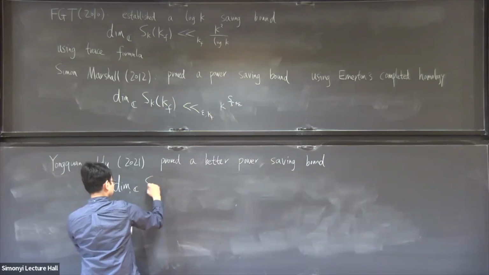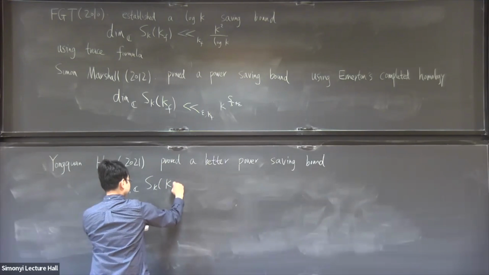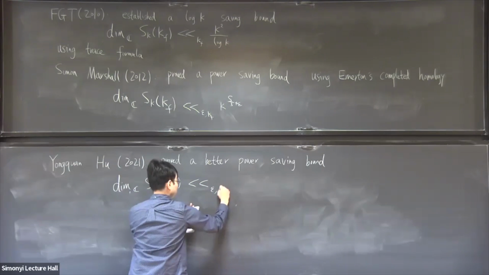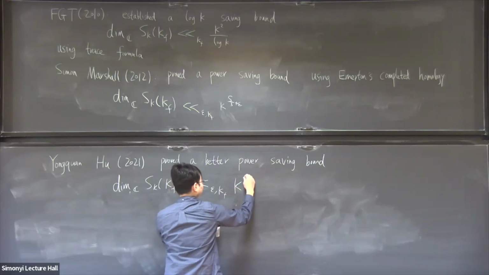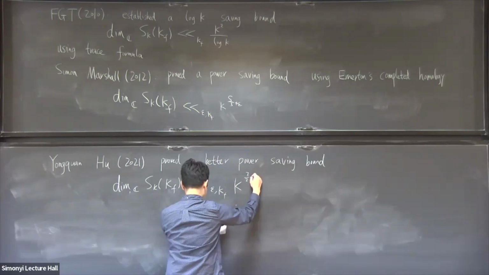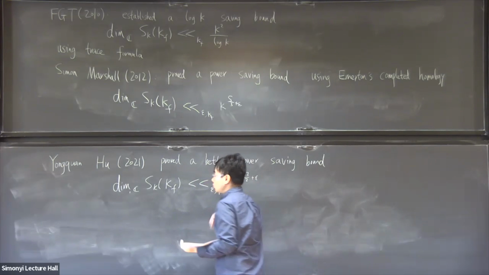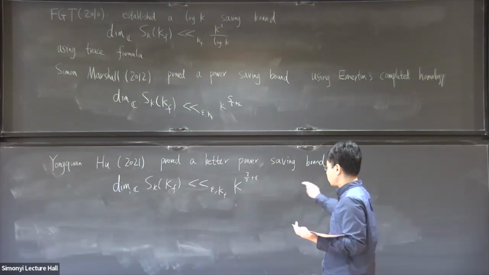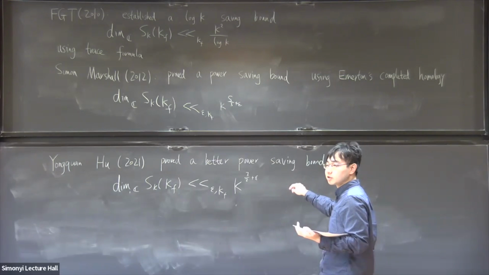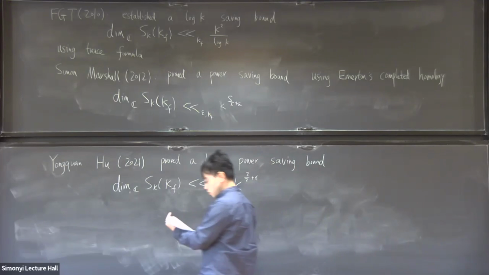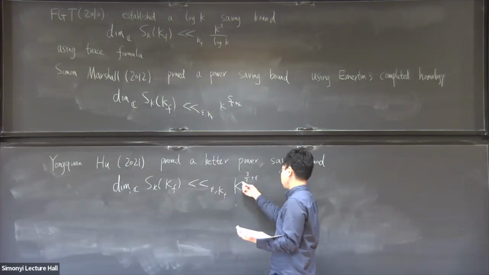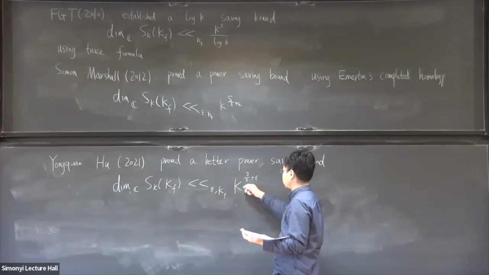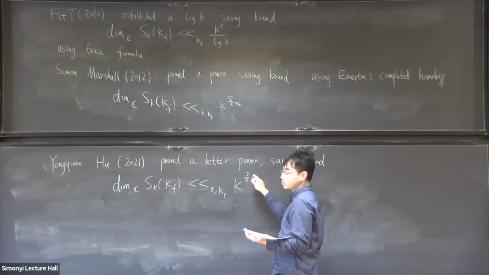And the bound he got is k to the 3/2 plus epsilon. So I would say Yongquan followed the Simon Marshall strategy, but his local statement is the strongest. If you use Simon's method and you wish to prove the sharpest bound, the sharpest exponent you get is 3/2.